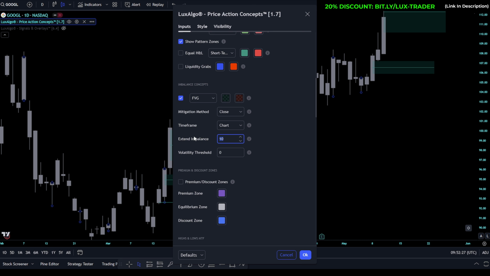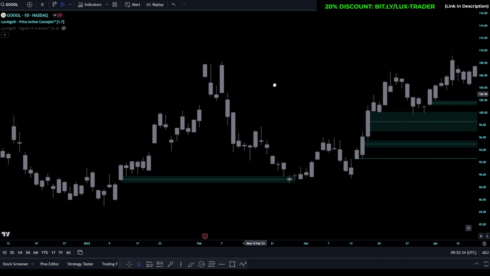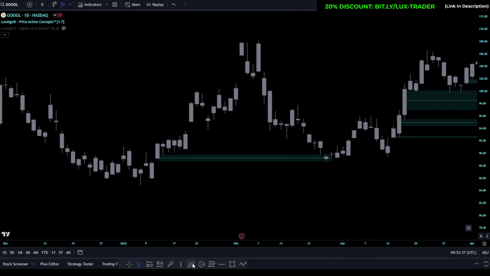initially observed. Although I wouldn't always suggest this method, utilizing the Extend Box feature can visually extend the gap, making it easier to track. For illustration, extending it by 30 can emphasize our anticipation of the price returning to bridge the gap we've identified in the market.